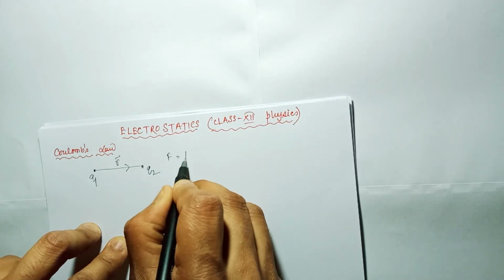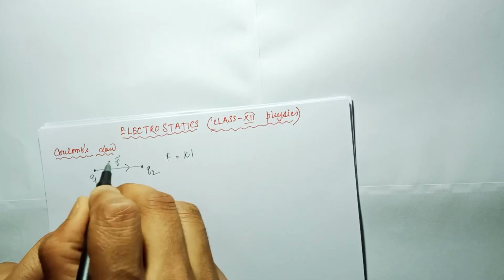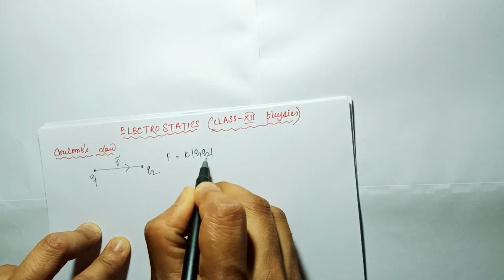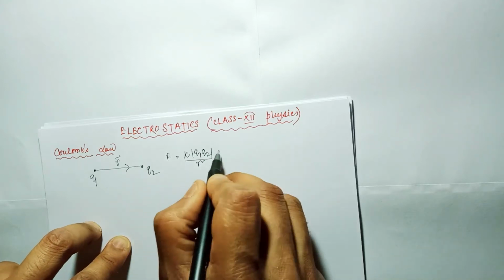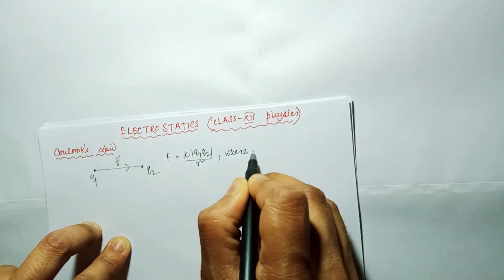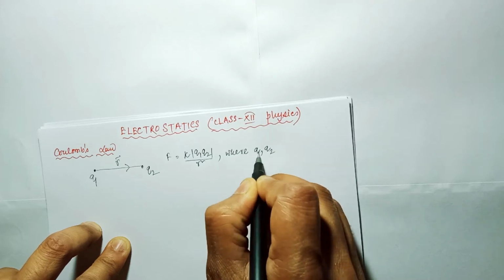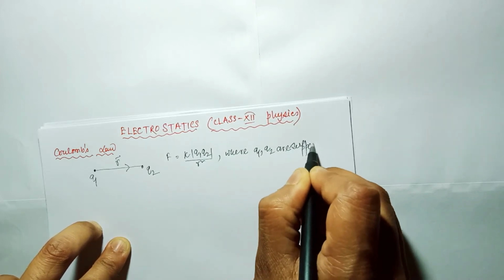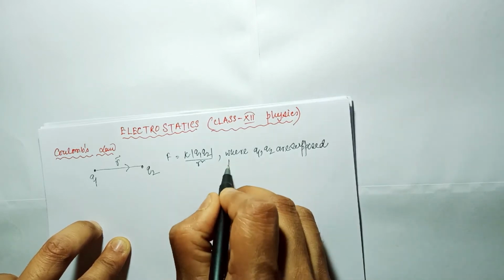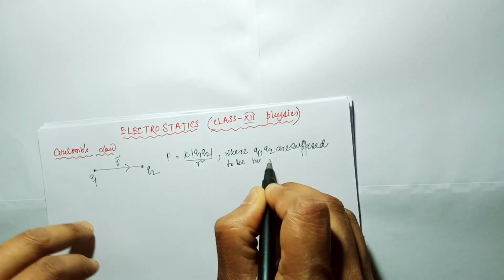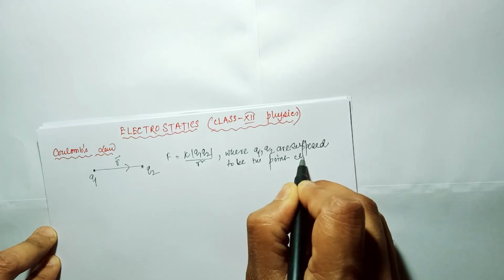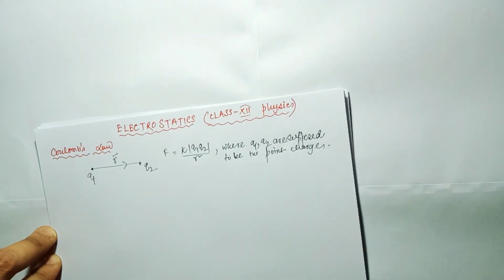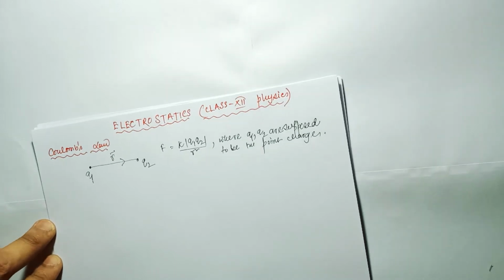So the magnitude of the force between them is given by F is equal to some constant times the magnitude of the product of the two charges, q1 q2, divided by r square, where q1 and q2 are supposed to be point charges. In the last video I have discussed what is point charge. So just for your query I can discuss a little bit how did Coulomb arrive at this relation.